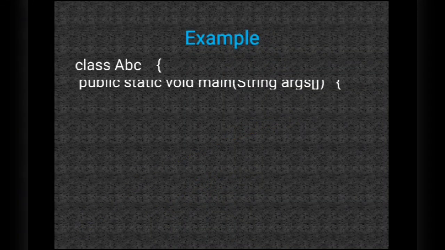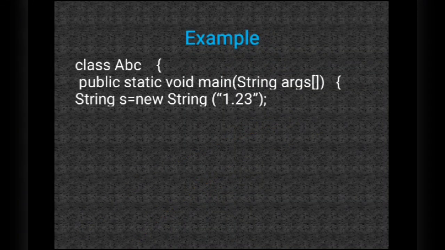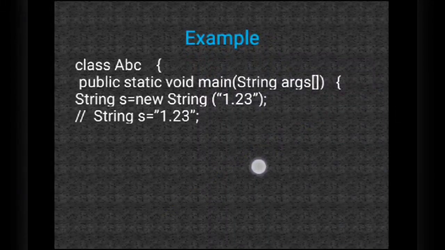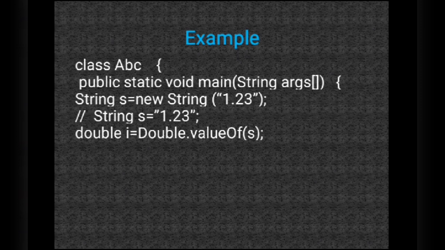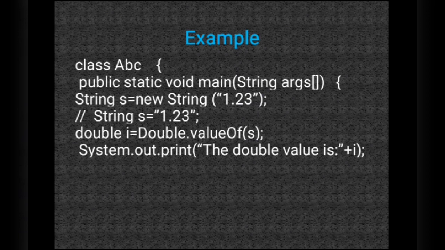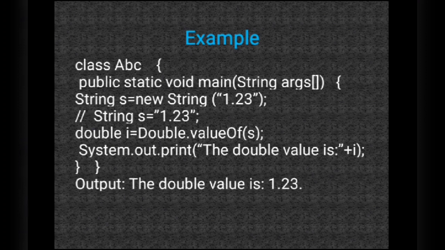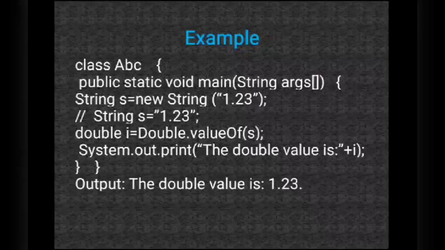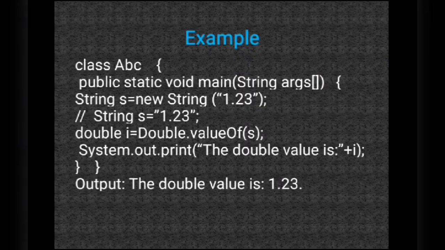Now for the example, a similar example with some changes. As you can see, in this string we have just passed the value 1.23, because it represents the object of the double. So your final value will be: the double value will be 1.23. Basically both methods are converting the string value into a particular integer value, float value or double value. One is working with the object and the other one is returning the value.